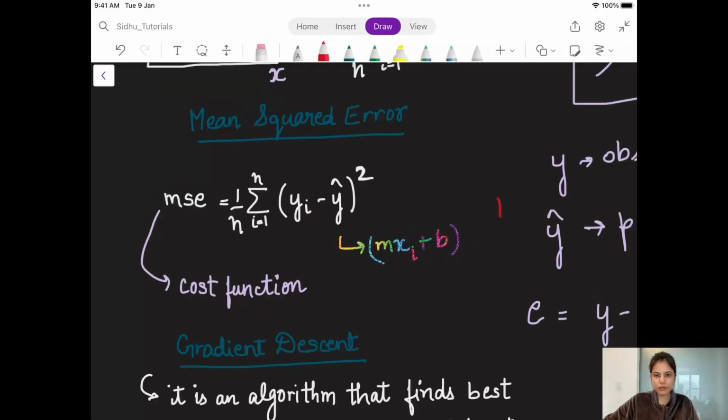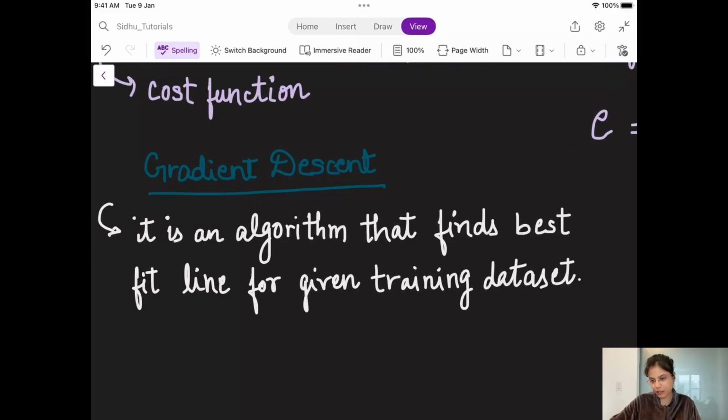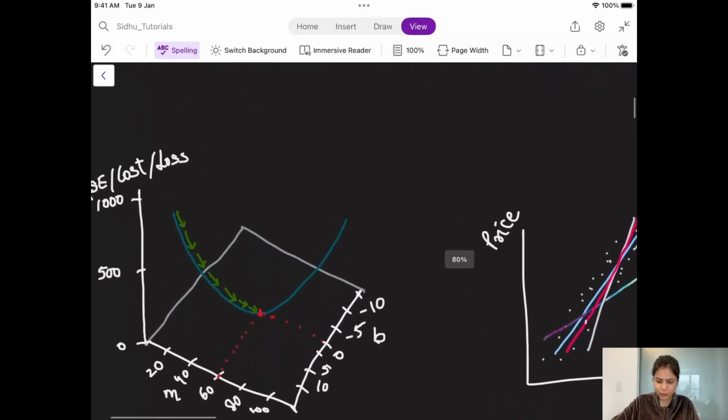The cost function that we use in linear regression is the mean squared error, where yi is our observed value, y hat is the predicted value, and the difference between the two is the error term. We are squaring them and taking the average of that. And gradient descent is the algorithm that finds the best fit line for the given training dataset. How does it work?